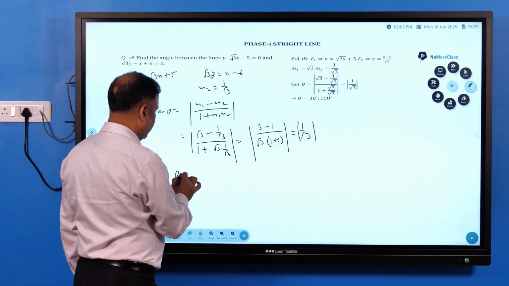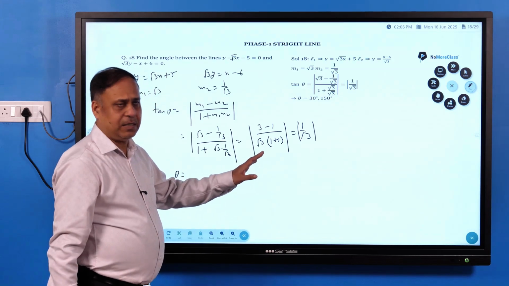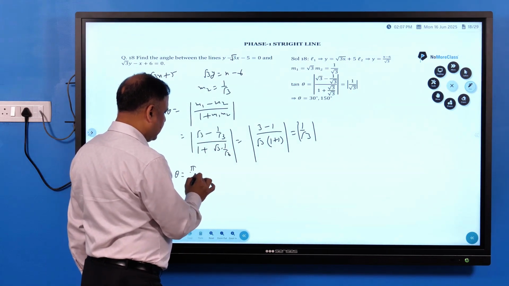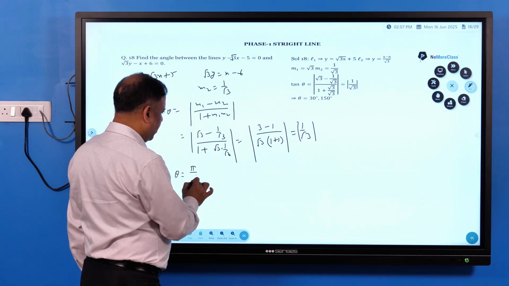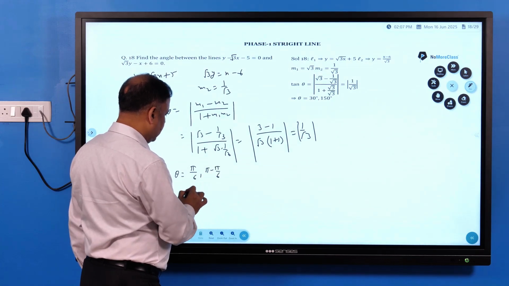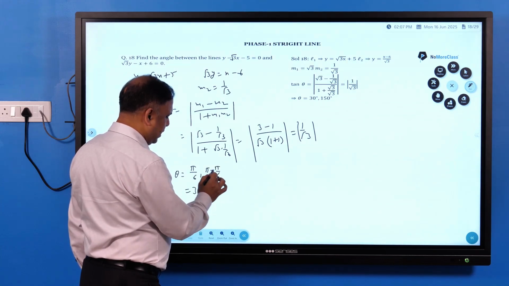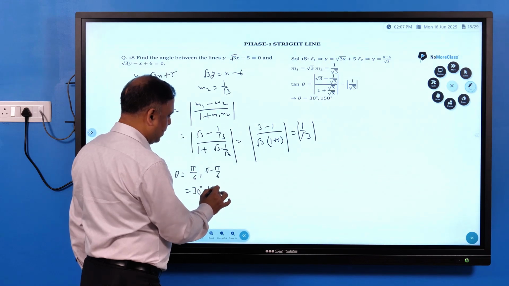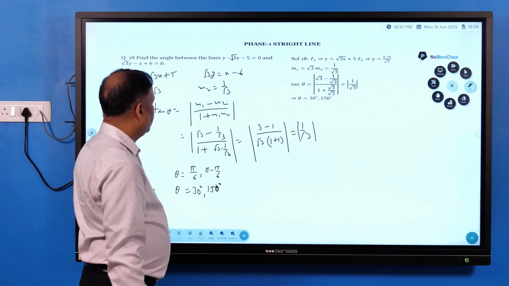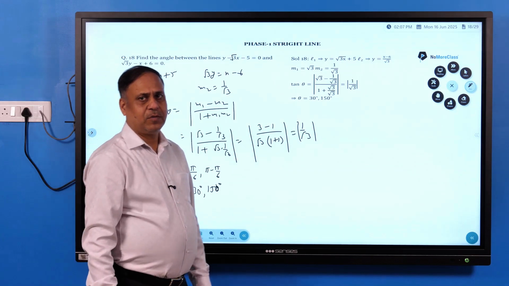So theta will be, see, two possible values are there. Tan theta can be plus or minus. So one is pi by 6 and another will be pi minus pi by 6. So this is 30 degrees and 180 minus 30 is 150 degrees. So theta, this can be two inclinations, two angles. So this is the answer of this.